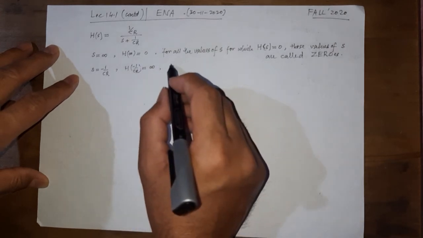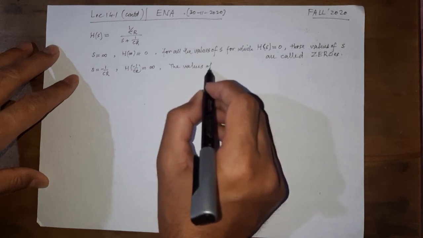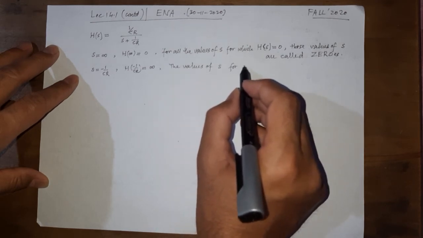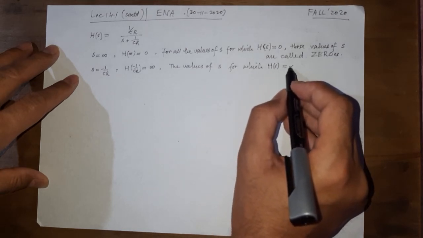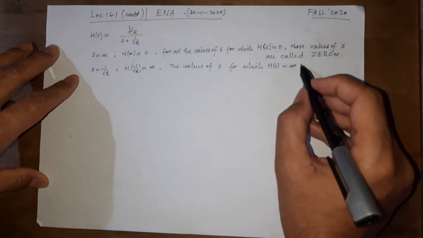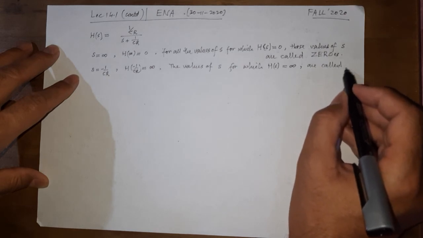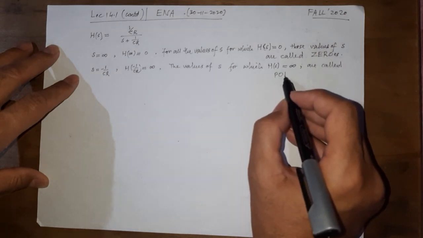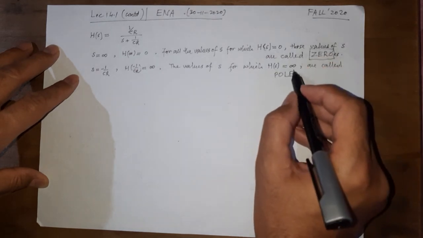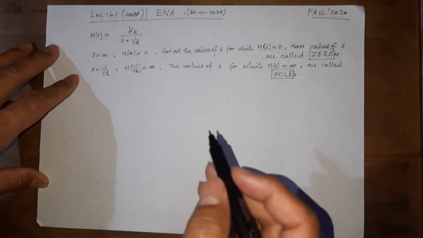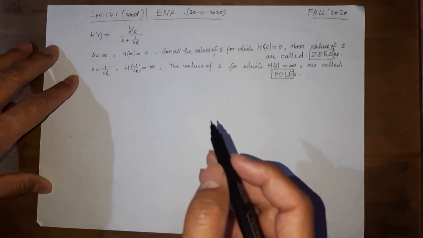So here the values of S for which H of S becomes very, very large or extremely large or infinity, those values of S are called poles. So zeros and poles are two terms, two concepts that you need to learn here as well.